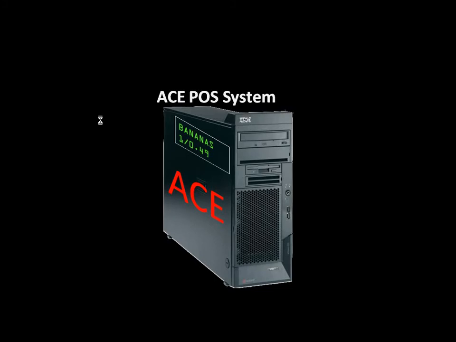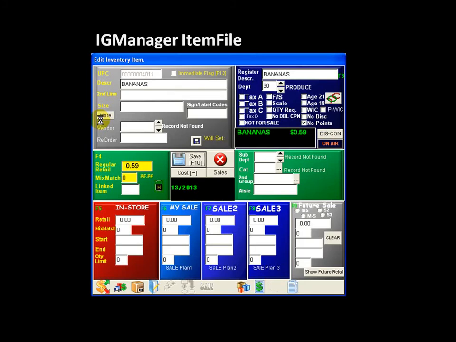He only knows what price to sell the item for today. Okay? The second item file, which is the best one because it's IG Manager, is the one you play with, the pretty colored screen. This one keeps track of everything, and this is what you interact with.